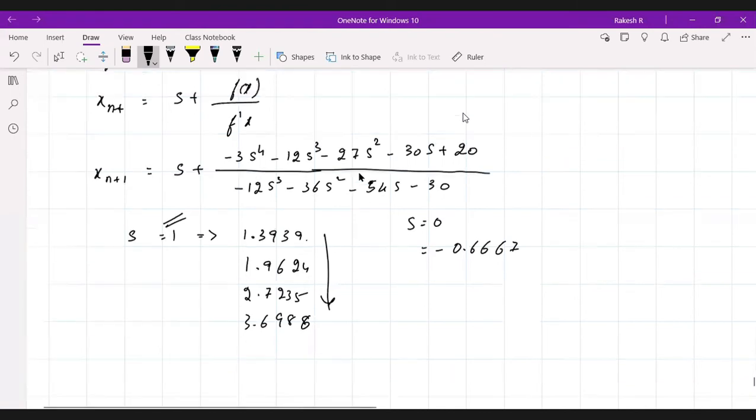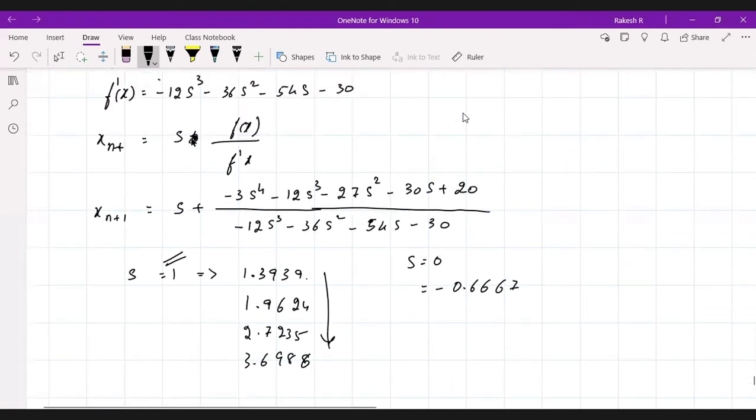Sorry, this is not s plus. This is s minus. I made this mistake. This is s minus here. Sorry, guys, please make a change. That is s minus there. Yeah, s minus. Now we can solve.